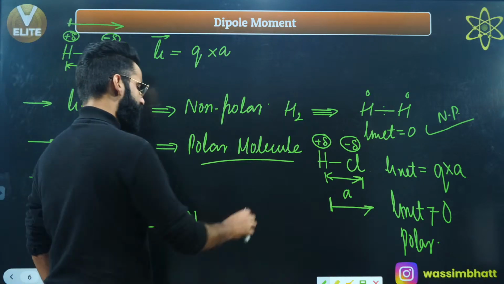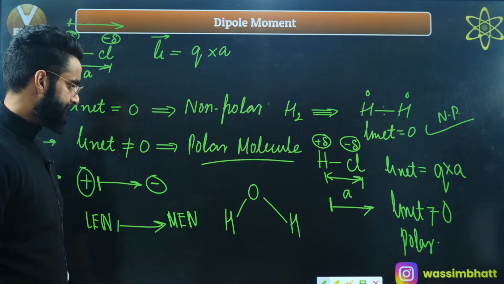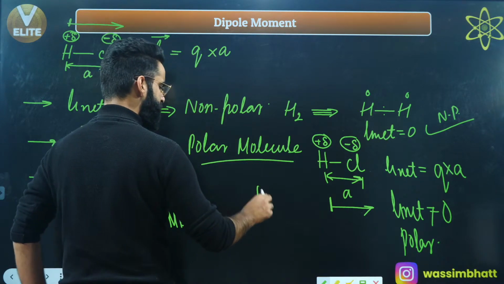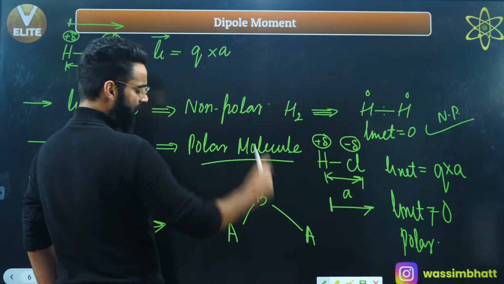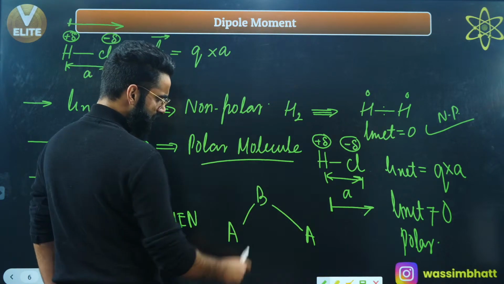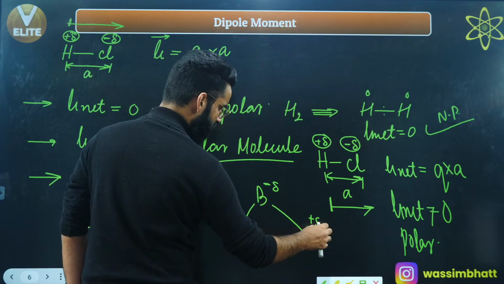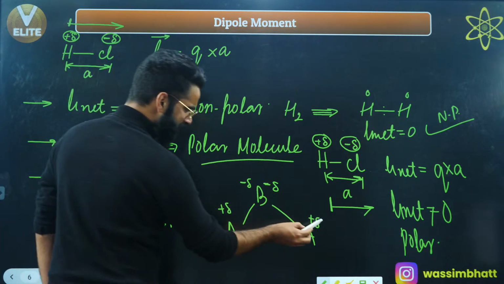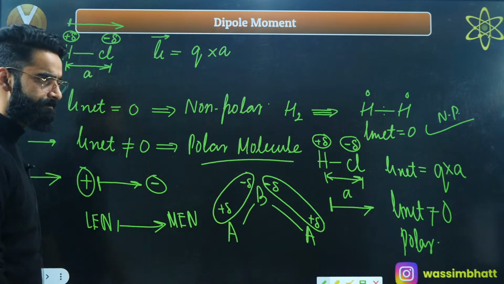Absolutely. If you take the case of water, have a look. Or let me not take the case of water, let me take a general example. This is B, this is A, and this is A, right? Let's assume B is more electronegative than A. So B is going to attract this bonded pair of electrons towards itself, due to which B gets delta negative, A gets delta positive. Similarly, due to this bond, B gets delta negative, A gets delta positive. So in this case, can I say I got two dipoles? This is one dipole, this one more dipole, correct? I got two dipoles.